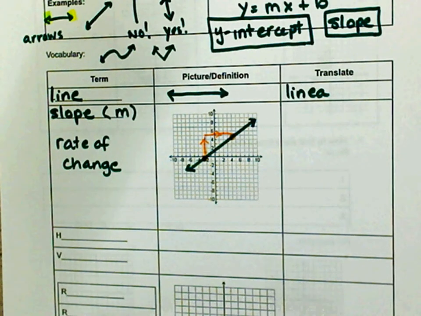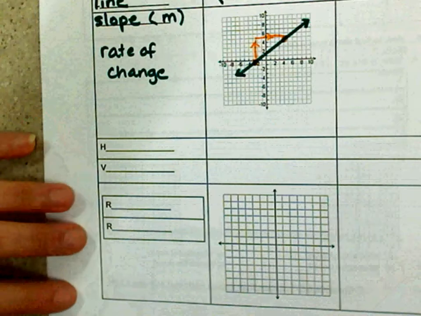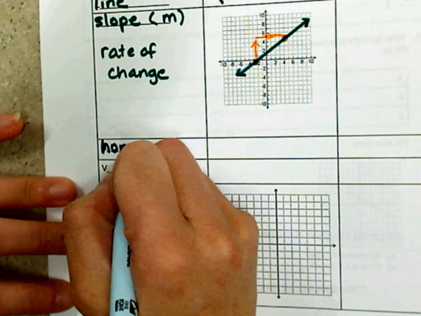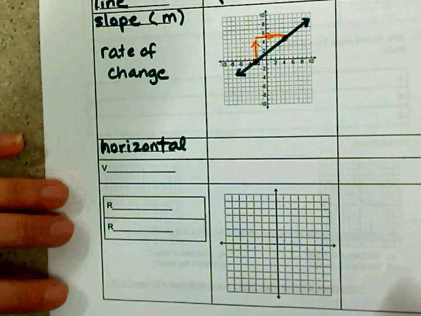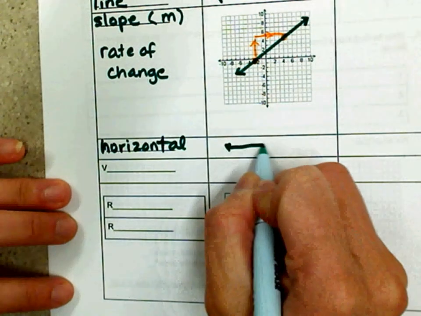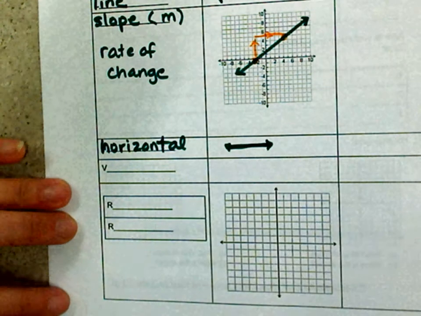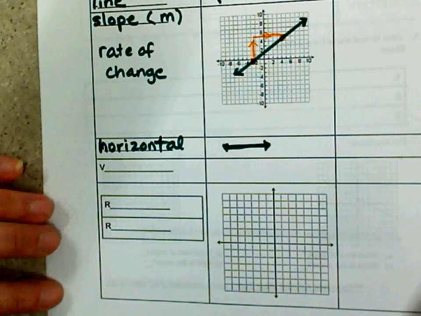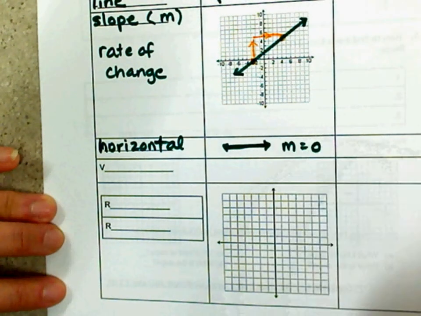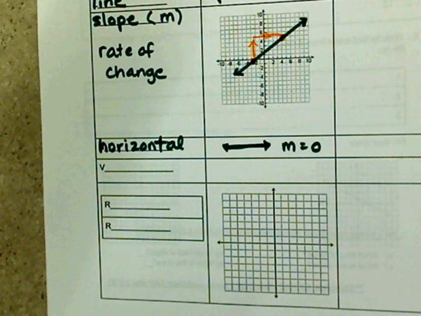Okay, next word, horizontal. Horizontal goes left to right, just like that. In a horizontal slope, it is always 0. See how it's 0? It never changes. The cost never changes. So if something is free, I grab one item, how much is it going to cost me? Everything is free. 0.